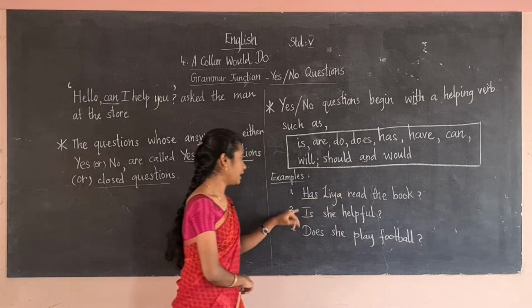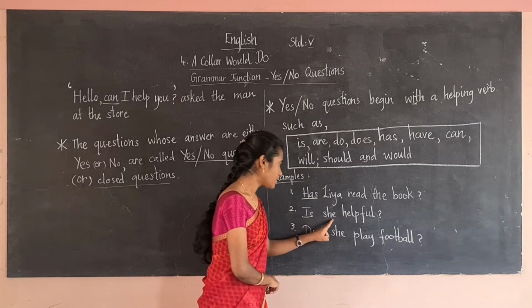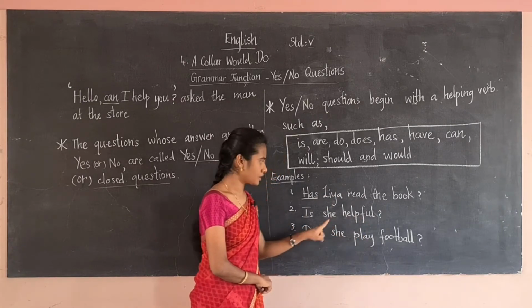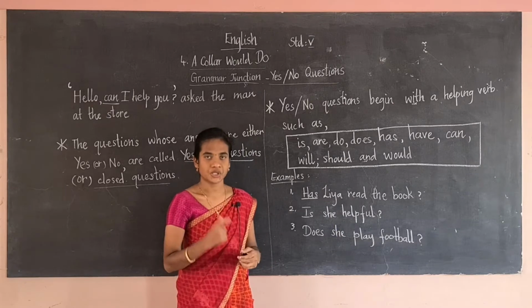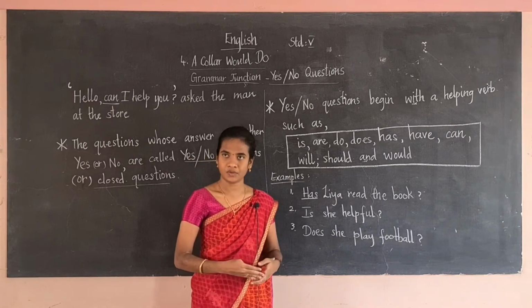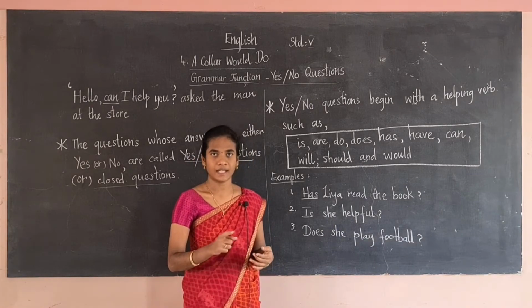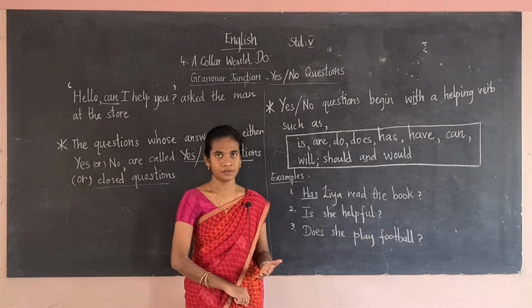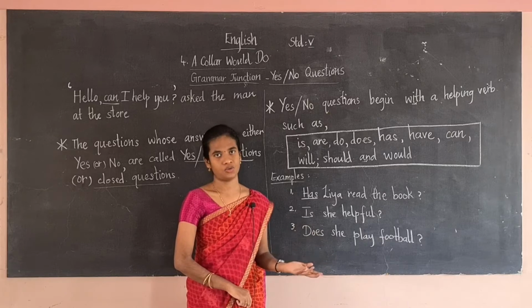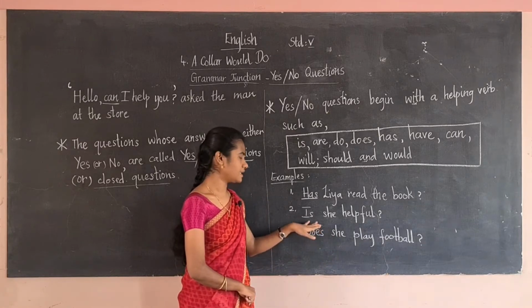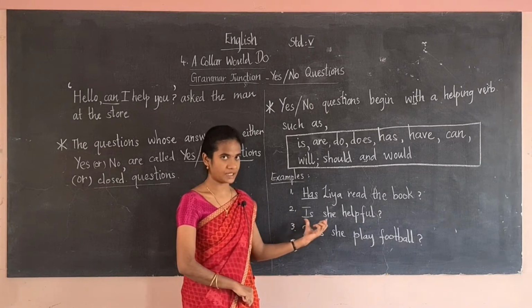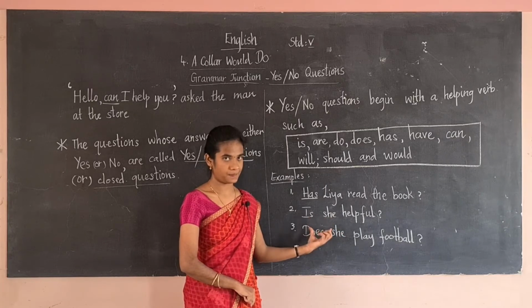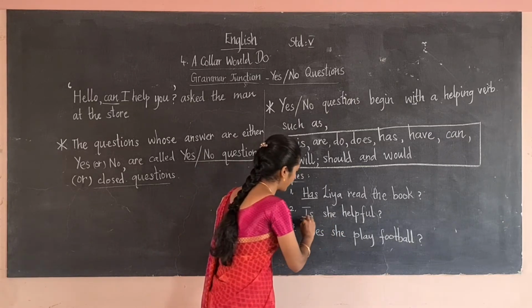The next one: is she helpful? So this is the question. Is she helpful? What answer will you say? You will be saying either yes or no. Is she helpful? Yes you will say, or no you will say. These questions begin with the helping verbs. So this is the helping verb.